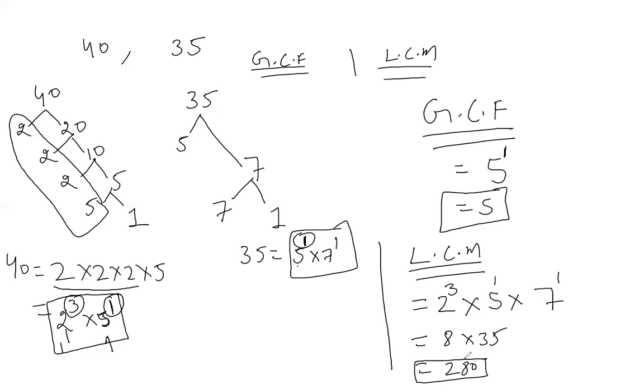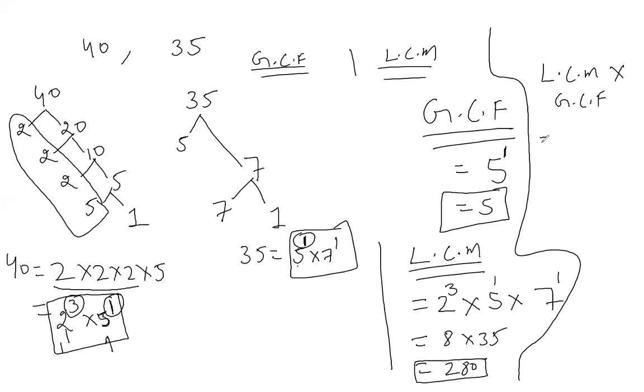All right, so this is the way to find LCM and GCF of any two numbers. And I just want to mention one thing at the end. It's a very important concept. Let us multiply the least common multiple and GCF of these two numbers together. Let's see what we will get. So the least common multiple is 280. Multiply that with the GCF of these two numbers. So 280 times 5 is 1400.